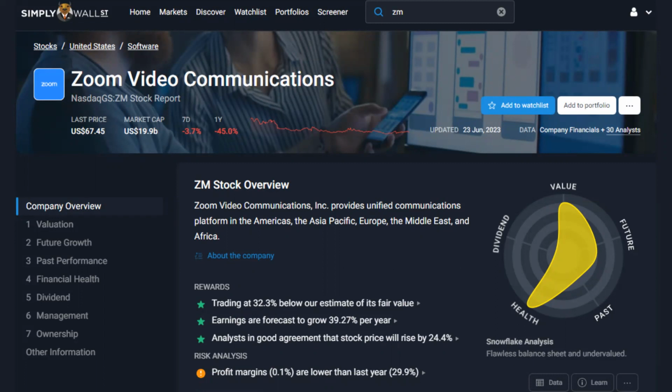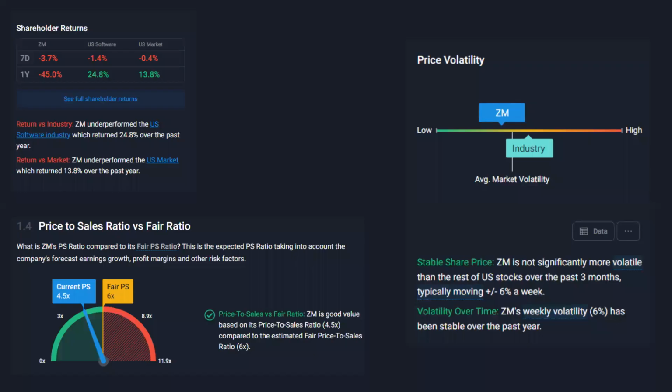And that has been reflected in the share price. If we take a look here, we can see that the shareholder returns in the past year are down 45%. Meanwhile, the software market is up 24.8%, and the US market is up about 13.8%. So Zoom has really been underperforming the US software industry and the US market as a whole. But as we take a look in this video, there could be potential for some upside.